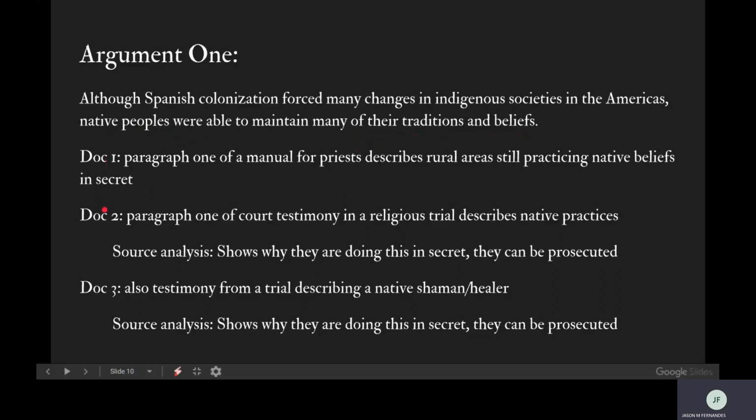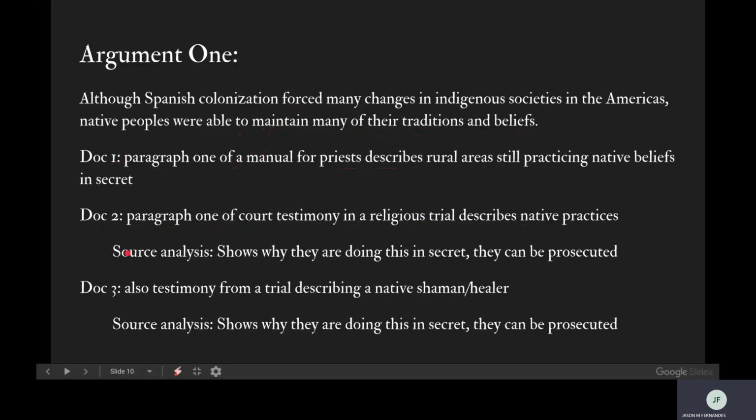So we'll use document 1, document 2, and document 3. Paragraph 1 in document 1, that's where we saw this manual, which described these rural areas still practicing their native beliefs, right? Doing it in secret, okay? So there's evidence that there's maintenance of these belief systems right there, right? They describe it in this document. Document 2, we have more evidence, right? This time it's coming from court testimony in a religious trial where we have a description of native practices happening, right? So again, another piece of evidence that there is maintenance of these traditions and beliefs.